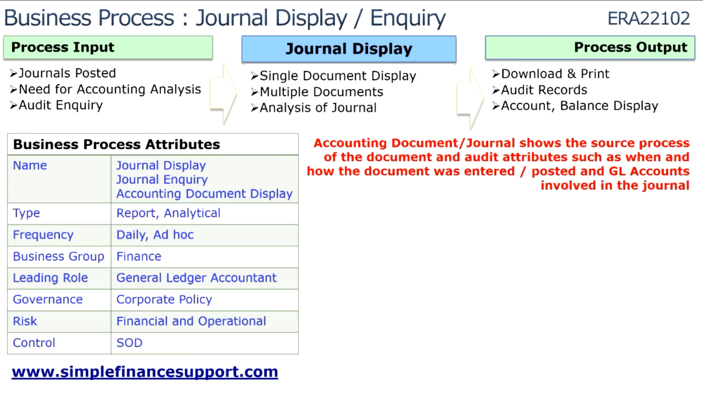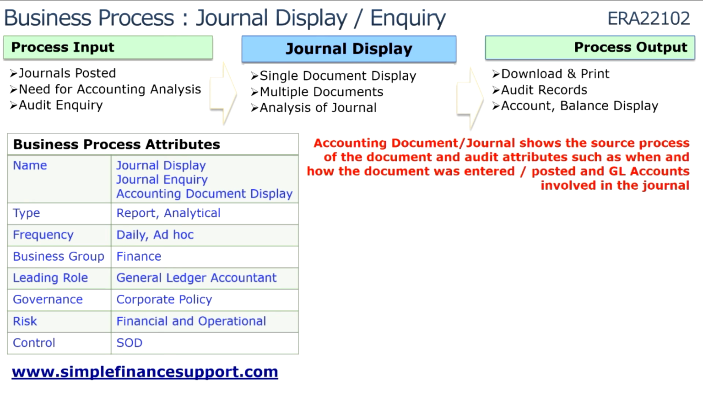Okay, let's look at the business process attributes. If the business process is the journal display, what are the attributes for that business process in the system? The process name can be journal display, accounting document display, or journal inquiry. Names can be anything, but at the end of the day you are trying to see what accounting document is entered, and what the debit and credit are for that particular document. The type of the business process is a report or analytical information.